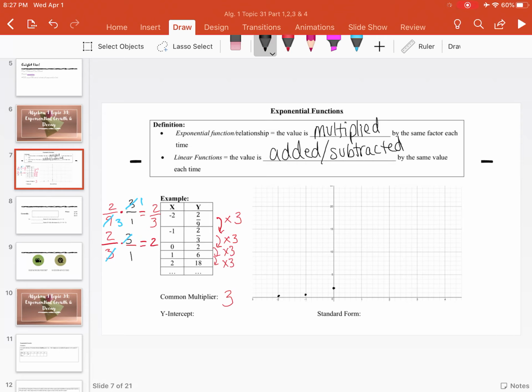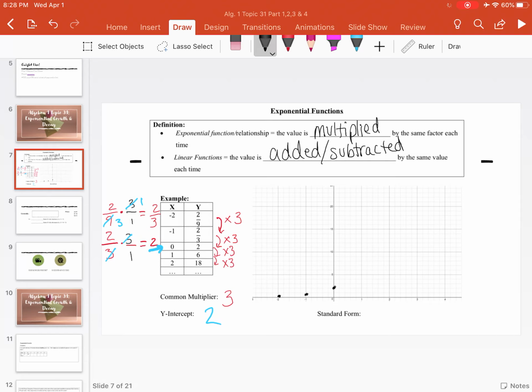Now what I'm going to do is I'm going to use my table to plot points. I have a pair of x and y here. So over -2, up 2/9, over -1, up 2/3, over 0, up 2. Now this point right here represents the y-intercept, and that's because when x equals 0, your y value is the y-intercept. So my y-intercept here is 2.